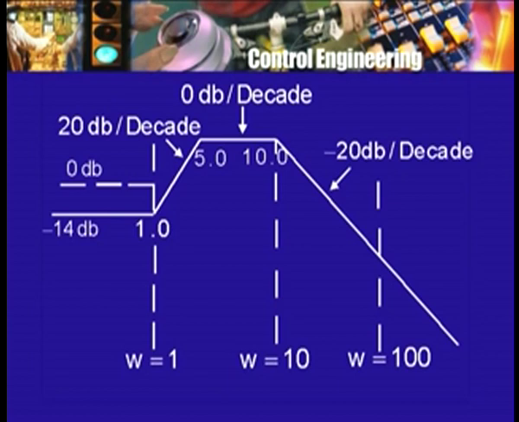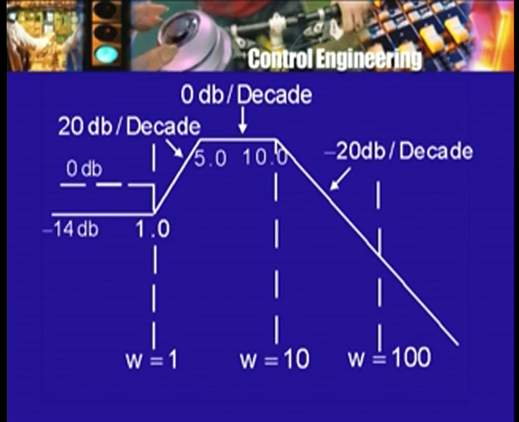Subsequently, what is going to happen? There is going to be a decrease at the rate of 20 dB per decade. So, if this is 10, then I will have 100 for that frequency, 100 rad per second. What will be the net decrease? 0 here, a decrease of 20. So, this level will be minus 20.